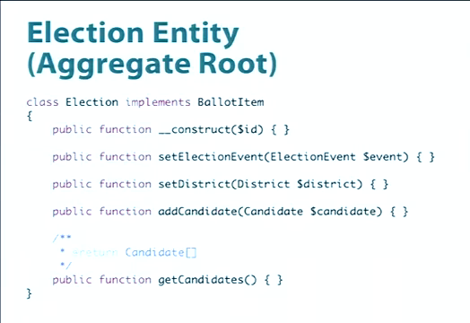So let's look at some actual code. Here's our election entity. I've kind of stubbed this out. Not all the code's here, but most of it should be self-explanatory. We've got our election class. The election class implements ballot item. It has a constructor that takes its identifier.